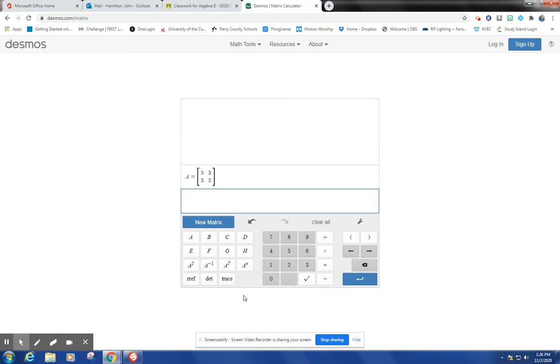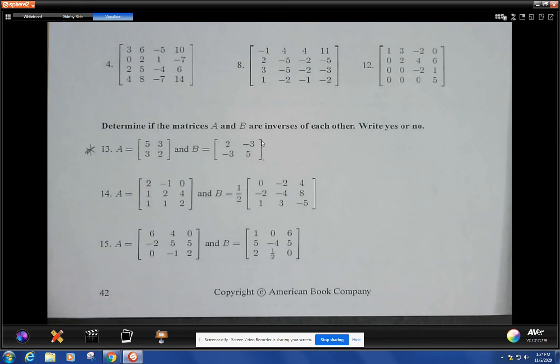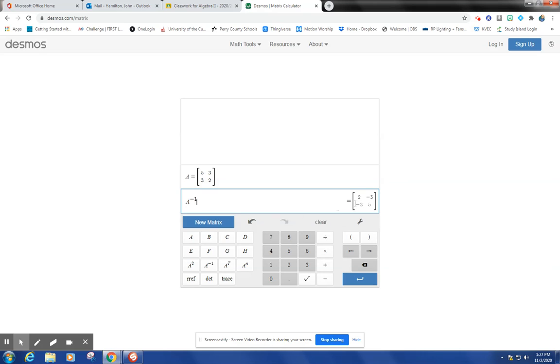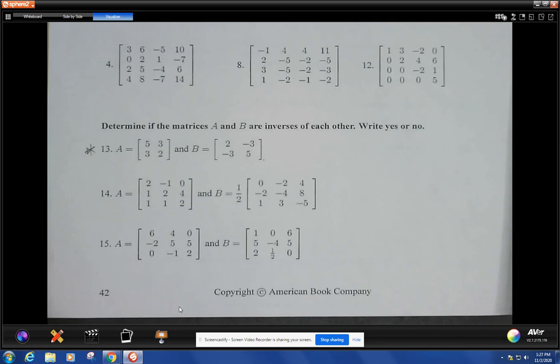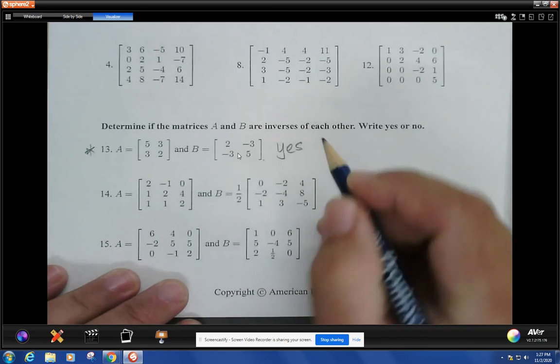Now remember, in order to find the matrix, I'm going to have to tell it which matrix I want, which in this case is matrix A, and then I have to tell it I want to do the inverse. Notice what it does. It changes this to my inverse, and it tells me that the inverse of matrix A, which is this one, is 2, -3, -3, 5. Let's compare that to what we had over here. 2, -3, -3, 5. You notice that those are exactly the same. So we can conclusively say that matrix A and matrix B are inverses of one another. So in this case, we would just write yes, is all we have to do.